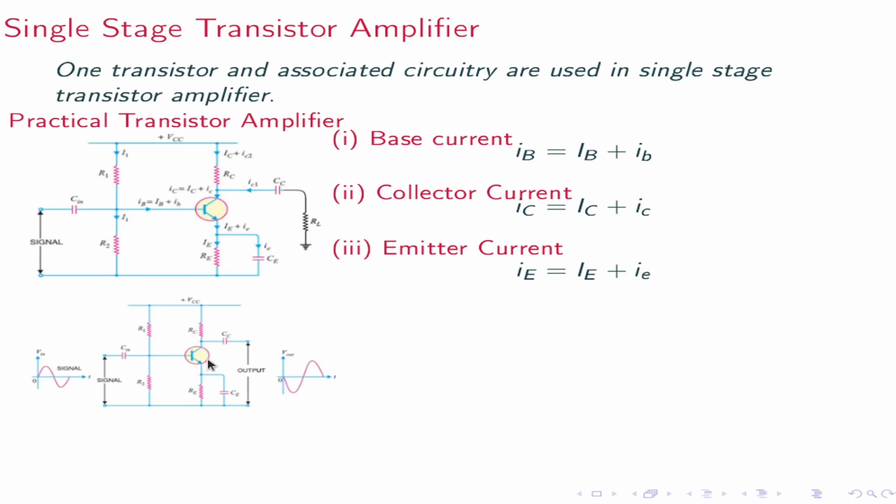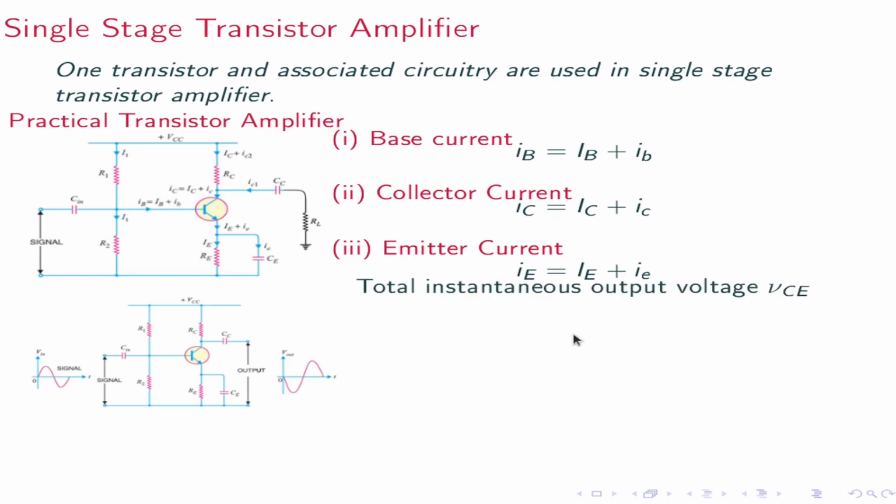Or in other words, when the input signal increases in the positive half cycle, the output signal increases in the negative way, or the input voltage and output voltage have a phase difference of 180 degrees. We can prove it mathematically also.